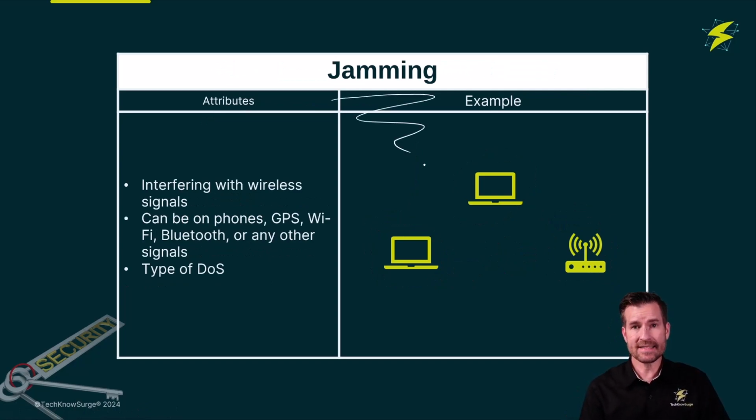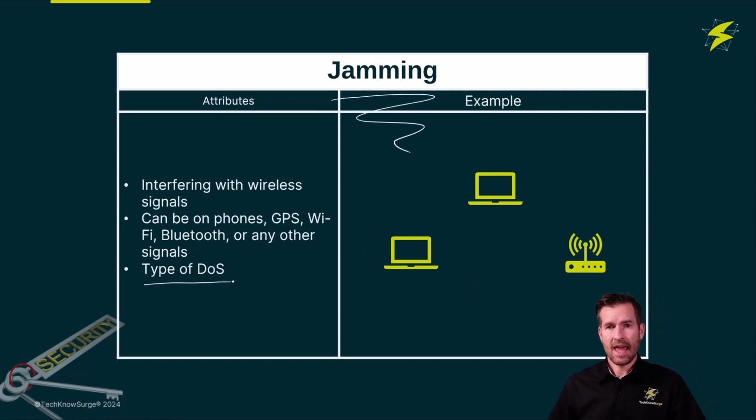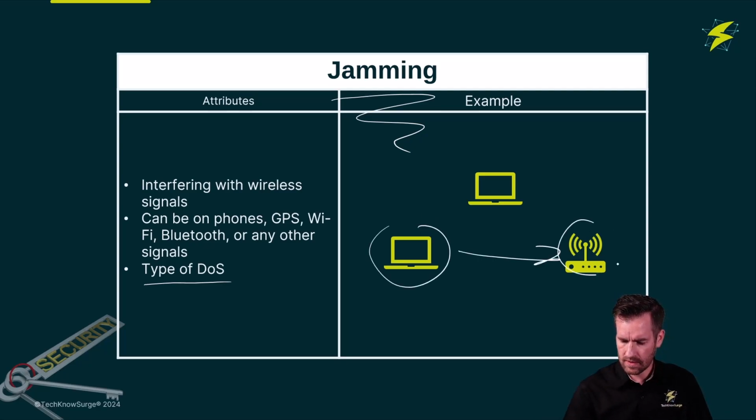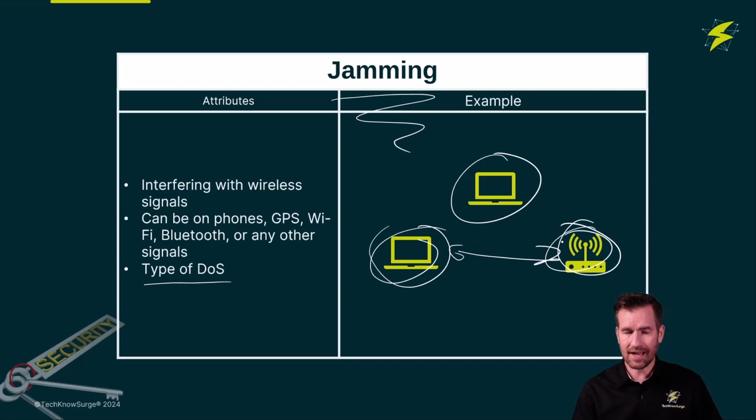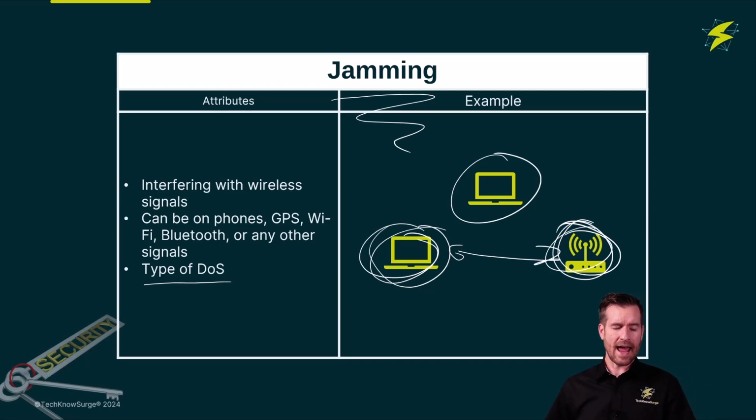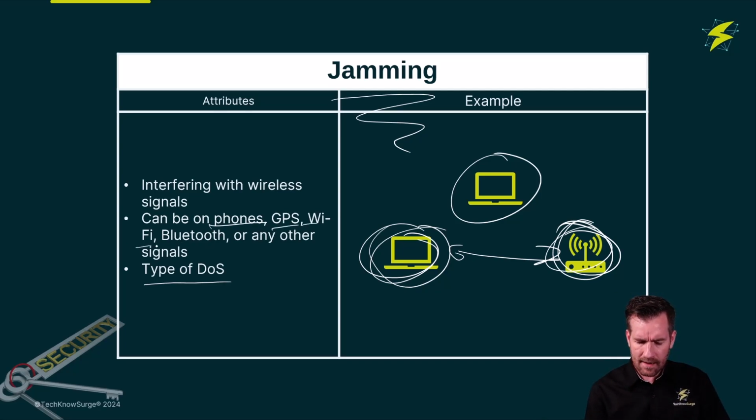Jamming is another example of a denial of service attack. What it does is stop communication from happening through the airwaves, through wavelengths. Let's say this is a Wi-Fi connection, and then this computer, or maybe it's a device, sends out a similar frequency to what these two machines are talking on, that's stronger, that overwhelms the airwaves, so these two machines can't talk back and forth. This type of attack can be carried out across cellular phones, GPS, Wi-Fi, Bluetooth, or any other wireless signals.